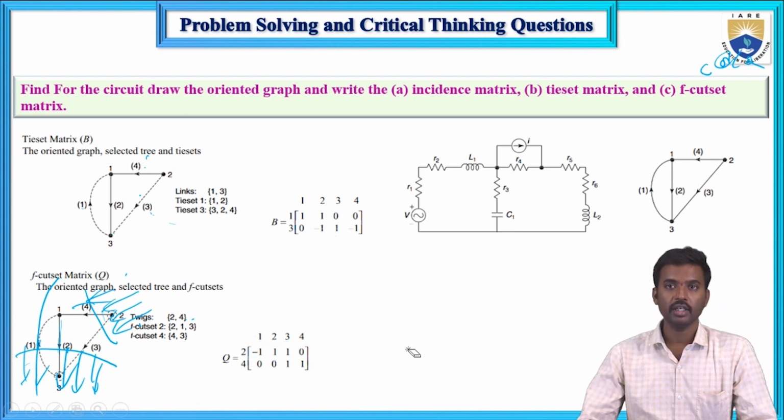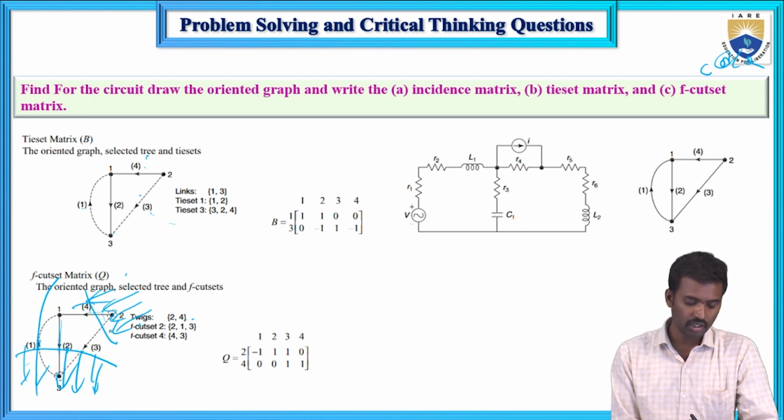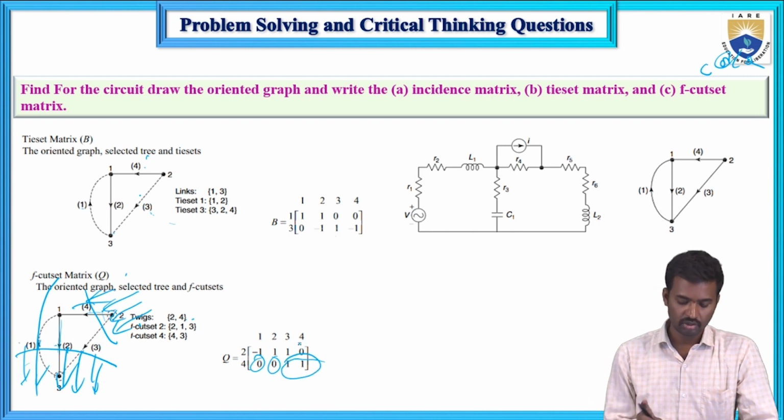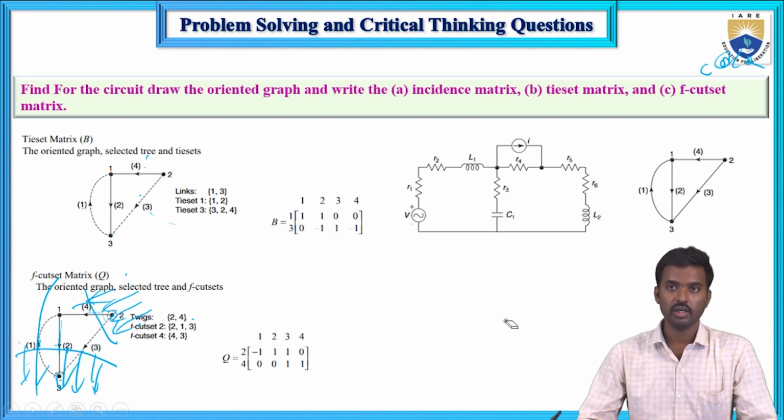First row, and that is F cut set 2 and F cut set 4. Here same. So 2 and 1 are not associated. Only the third and fourth are the same direction. So that value is 1 and 1.